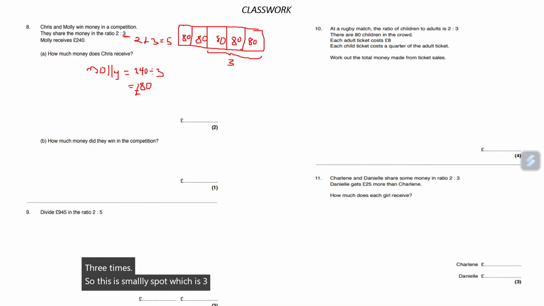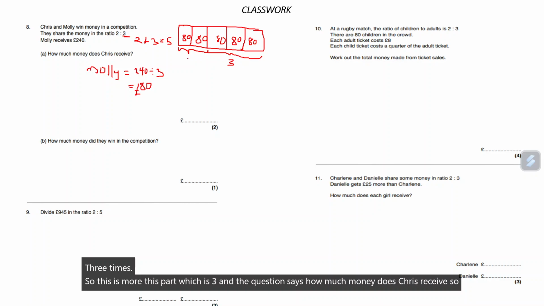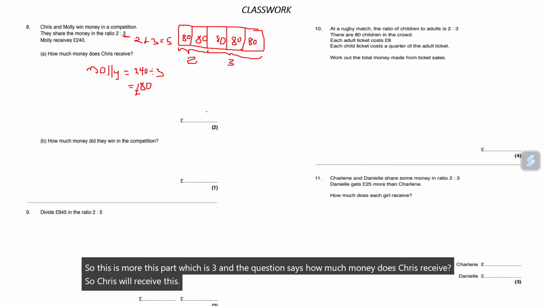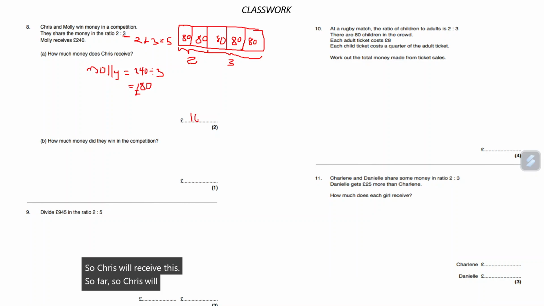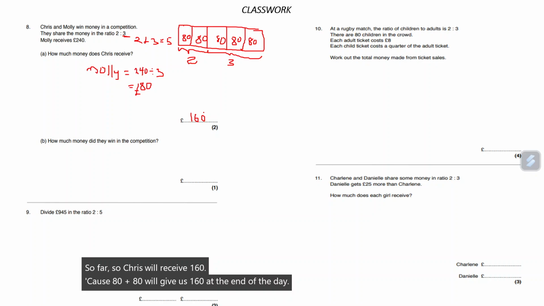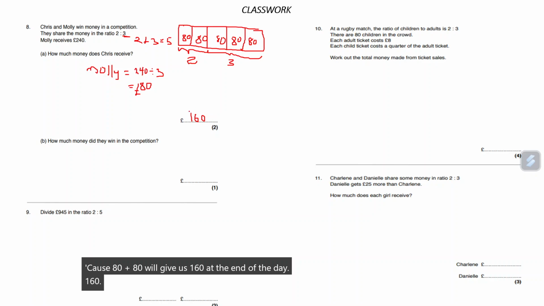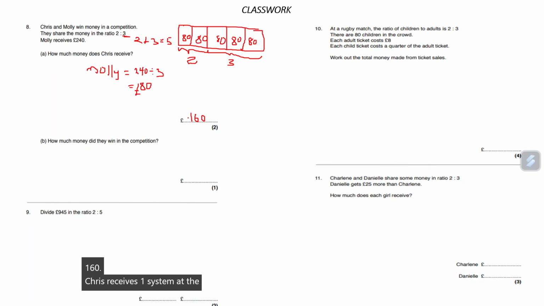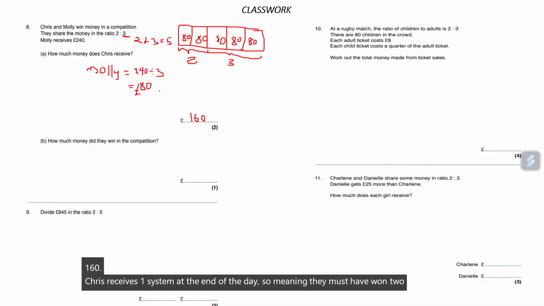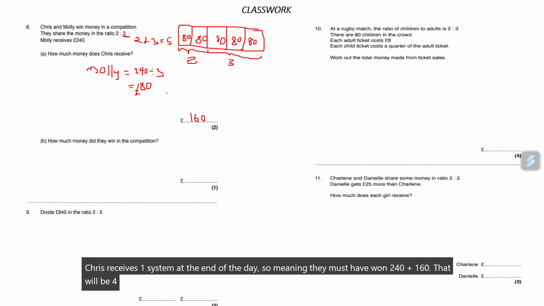And the question says, how much money does Chris receive? So Chris will receive these two parts. So Chris will receive 160, because 80 plus 80 will give us 160. At the end of the day, Chris receives 160. So meaning they must have won 240 plus 160, that will be 400. So they must have won 400 pounds in the competition.